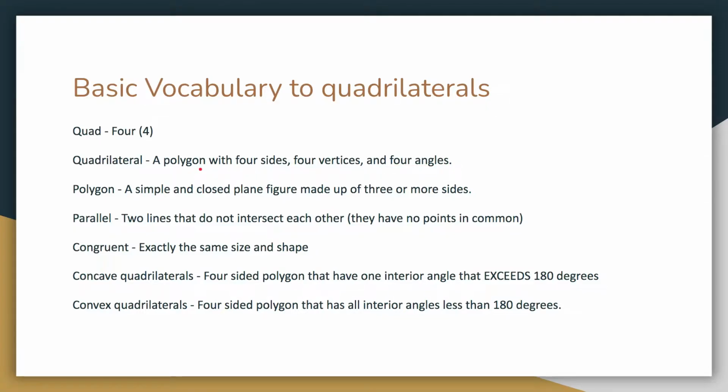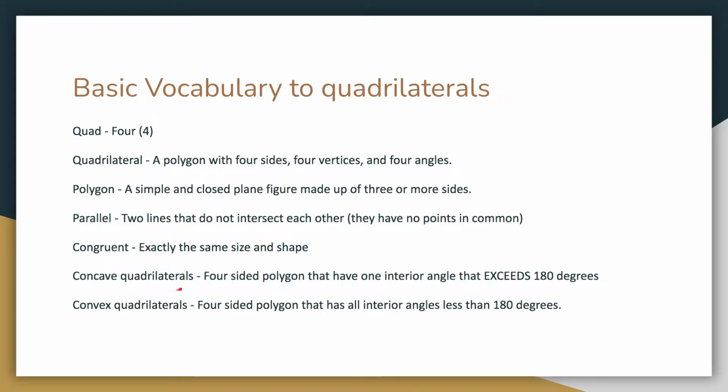You're wondering what a polygon is. Well, a polygon is a simple, enclosed, plane figure made up of three or more sides. Other vocabulary you might want to know is parallel, which are two lines that do not intersect each other, or they have no points in common. Congruent, which means exactly the same size and shape.